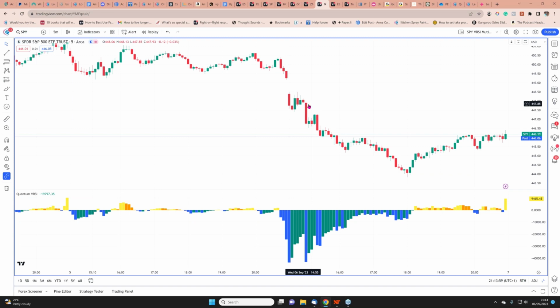So it's a two-step process, if you will, where we're constantly looking at the wicks and the body of the candle, and we're looking at that in conjunction with the volume as well. But I wanted to show you that because it really does demonstrate the VRSI maximum as to how it works and how it reinforces and helps us.